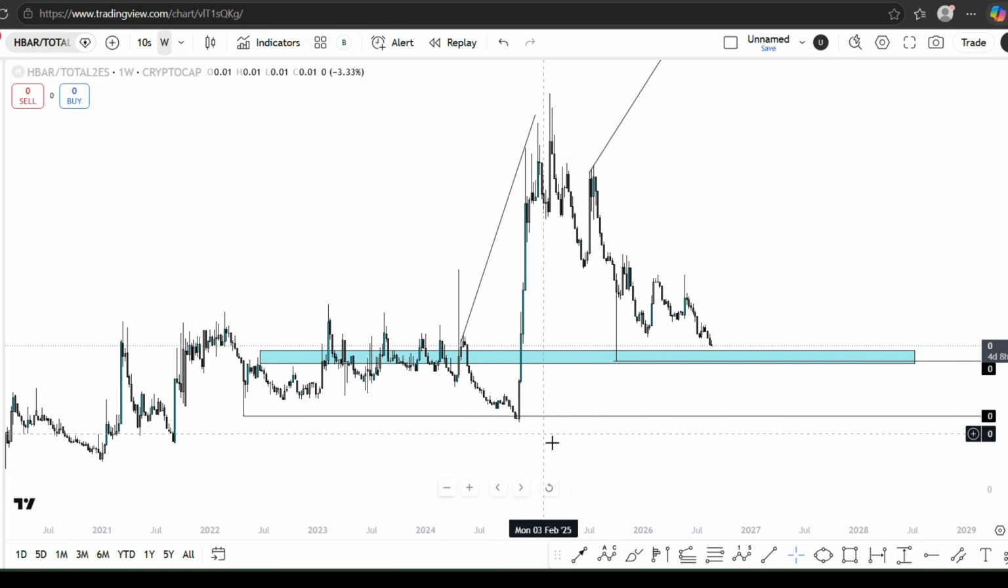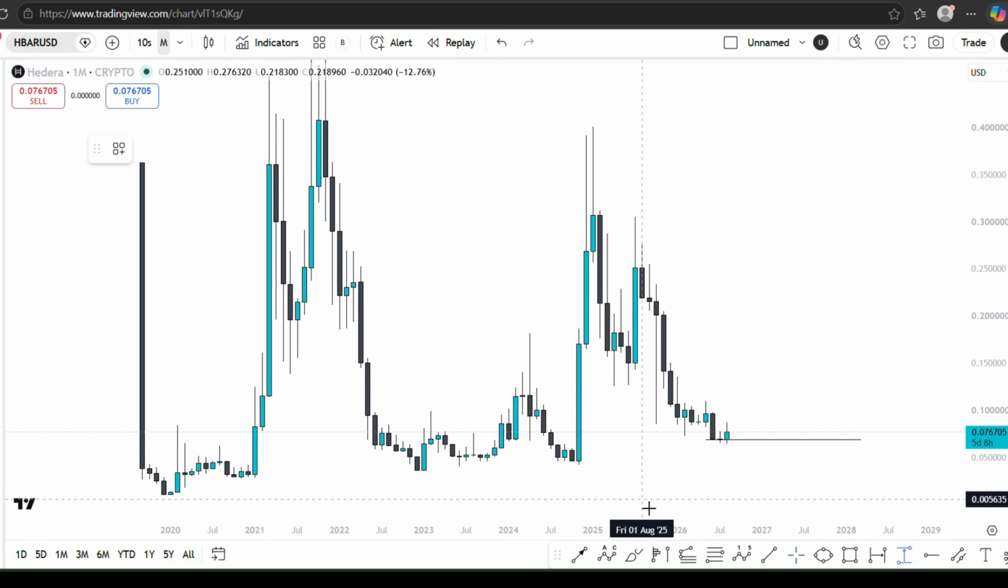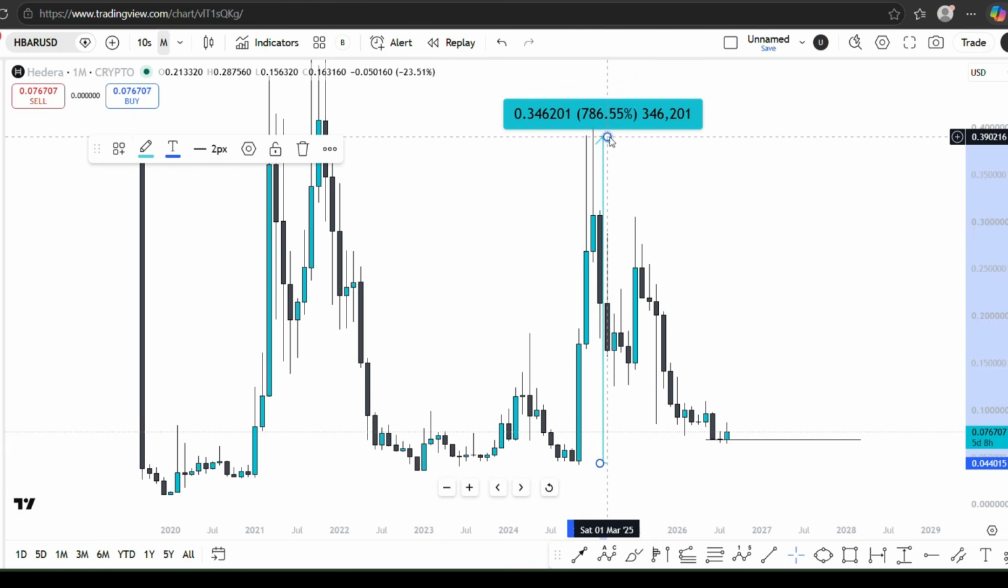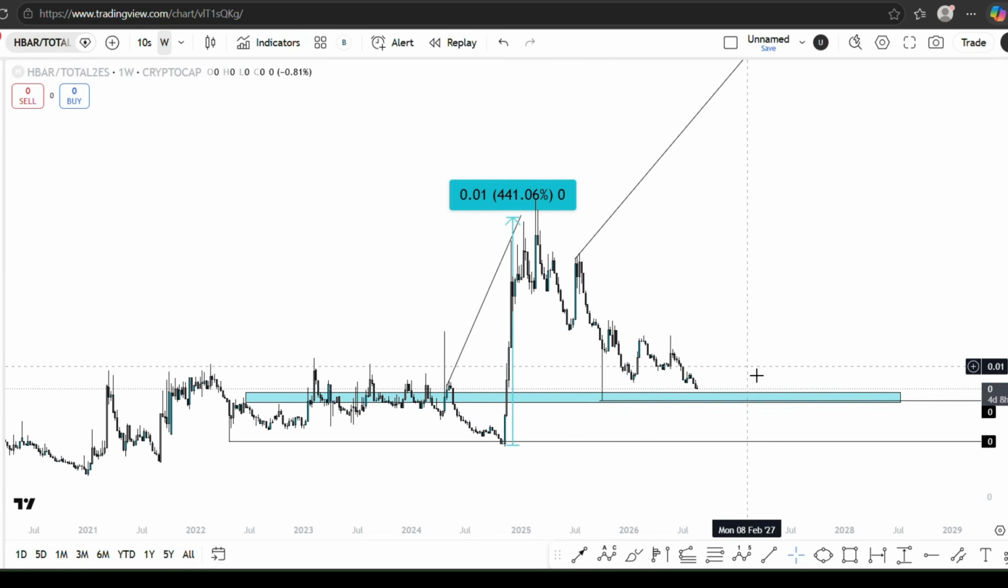Now that big move was about a 400% move here on the crypto cap coin divided by total 2 ES, but in terms of USD it was around 800%. So we're starting to build a picture here now that if this chart is to pump around 400%, we can maybe expect about 1.75 to 2x that on the actual USD chart.